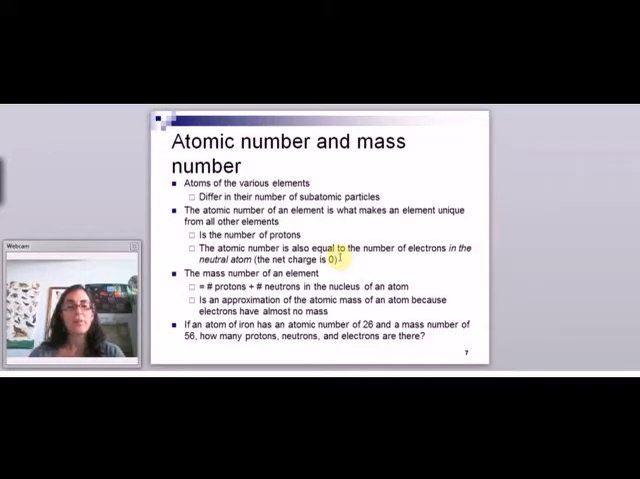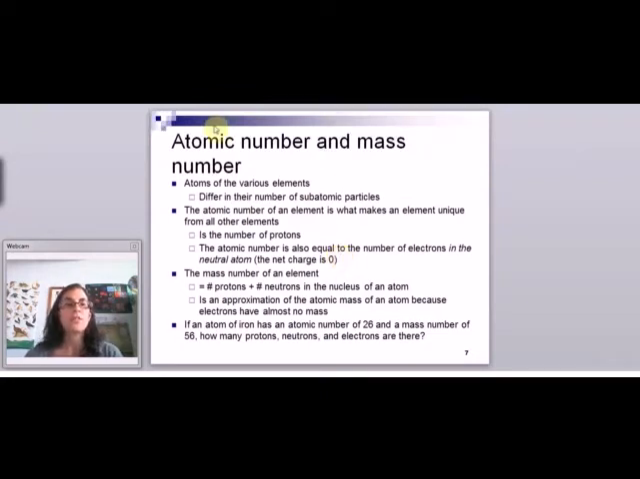So we're going to talk a little bit more now about what makes atoms different from each other. And so we're going to start out by talking about atomic number and mass number. Atoms of the different elements like hydrogen or nitrogen or oxygen are going to differ in the amount of subatomic particles that they're going to have. In particular, the defining feature of an atom is its atomic number.